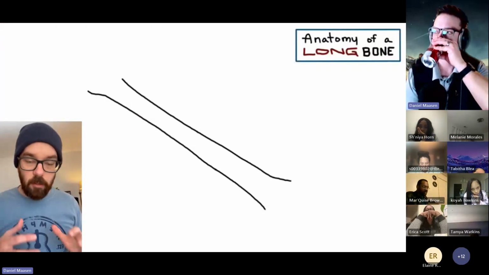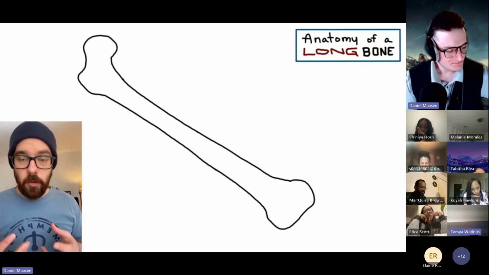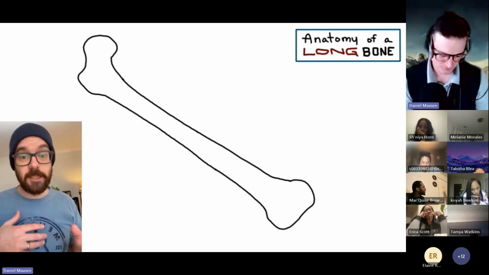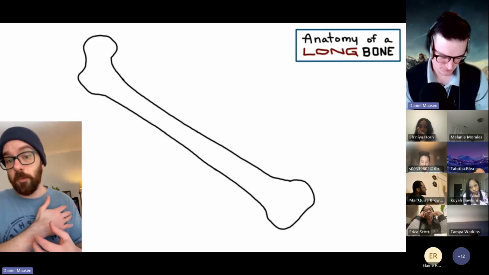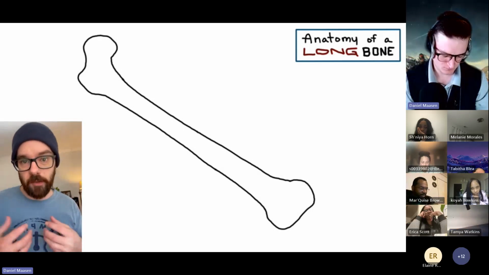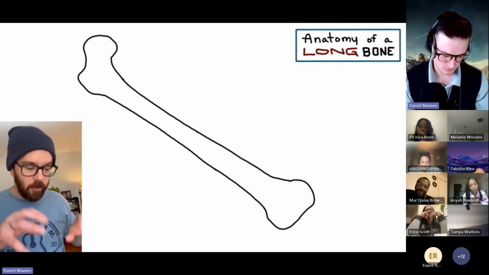So let's start off with an outline of a bone. And this is going to be a long bone. In particular, we're looking at an outline of the femur. But all the parts that we go through exist in any of the long bones in our body, such as the humerus or radius or ulna. And a lot of this exists in other bones like the skull and the pelvis, just not the exact same layout as the long bone here.